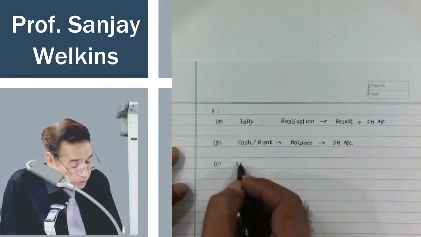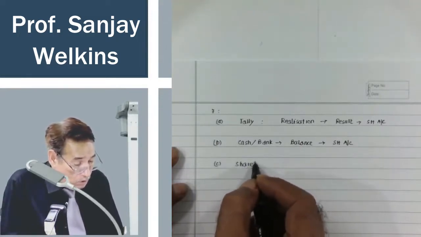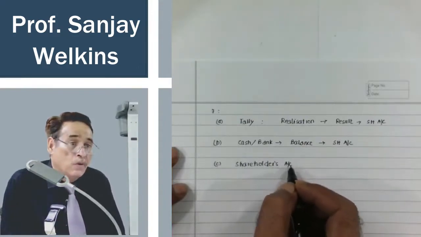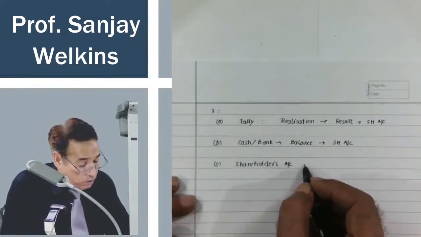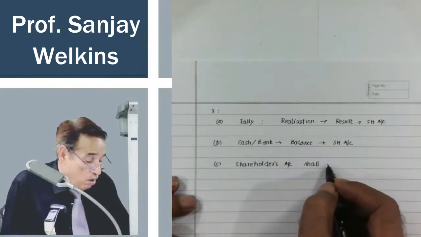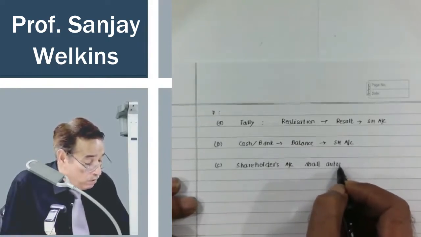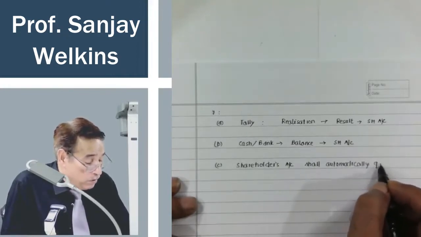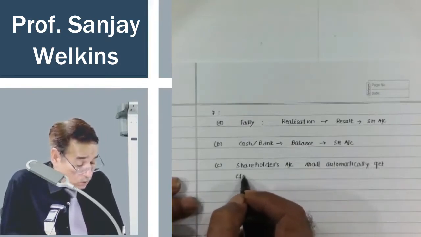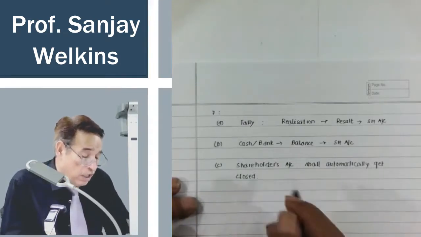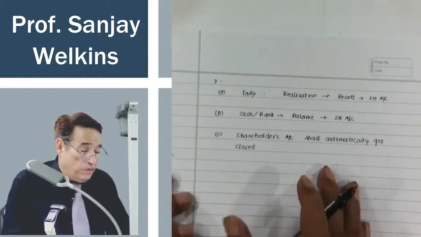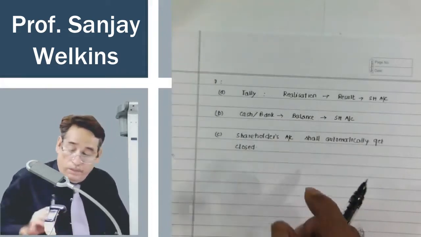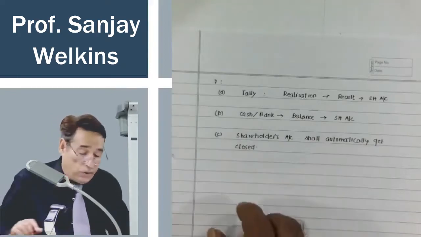Finally, shareholders account shall automatically get closed, and that will simplify that whatever you have done is correct. Is it clear to you or not? So this is how you are going to actually do the accounting in the books of acquirer.